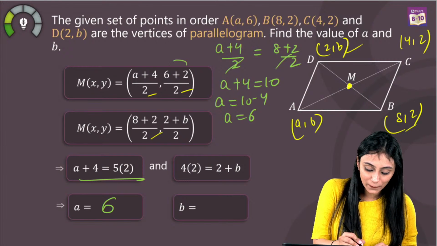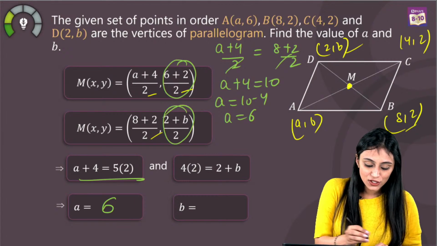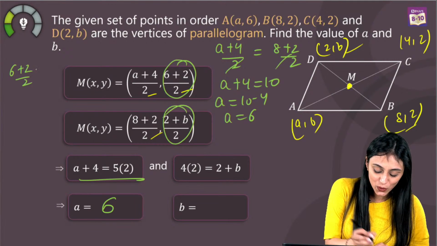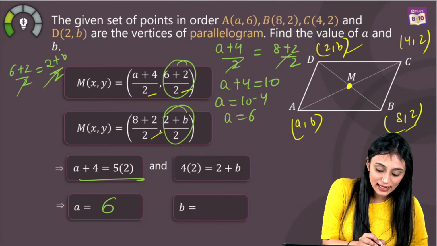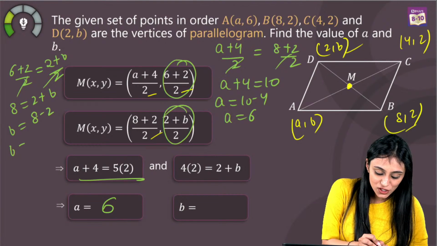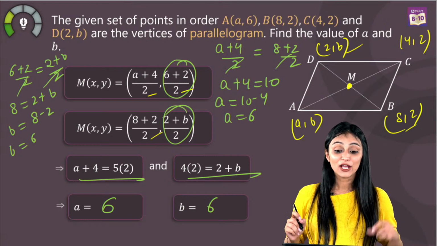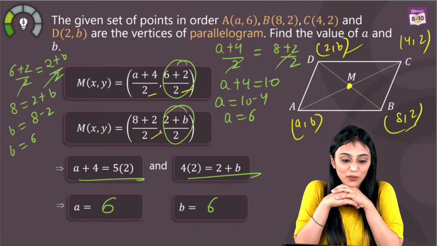Similarly, I'll equate them, right? So we get (6 plus 2) by 2 equal to (2 plus B) by 2, right? This gets cancelled. We have 8 equals 2 plus B. B is going to be equal to 8 minus 2. That gives you 6. Right? So we have got the values of A and B from here.